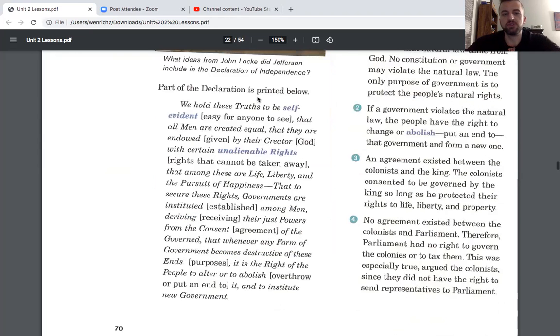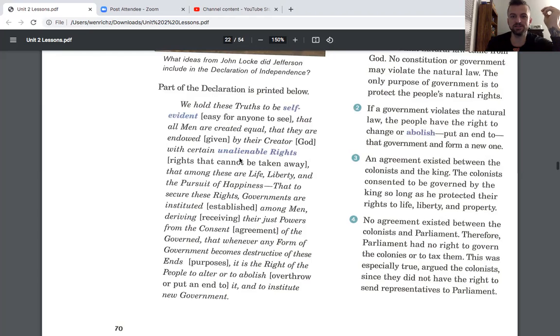Part of the Declaration is printed below. I'm only going to read this part simply because we're going to do something on Monday where you'll be reading it, marking it up. But the term self-evident, easy for anyone to see. Endowed means given. Their creator implies God is involved in some way, shape, or form. Unalienable rights. I wonder what that means. Something that's unalienable, rights that can't be taken away. I don't know. Maybe you were born with it.